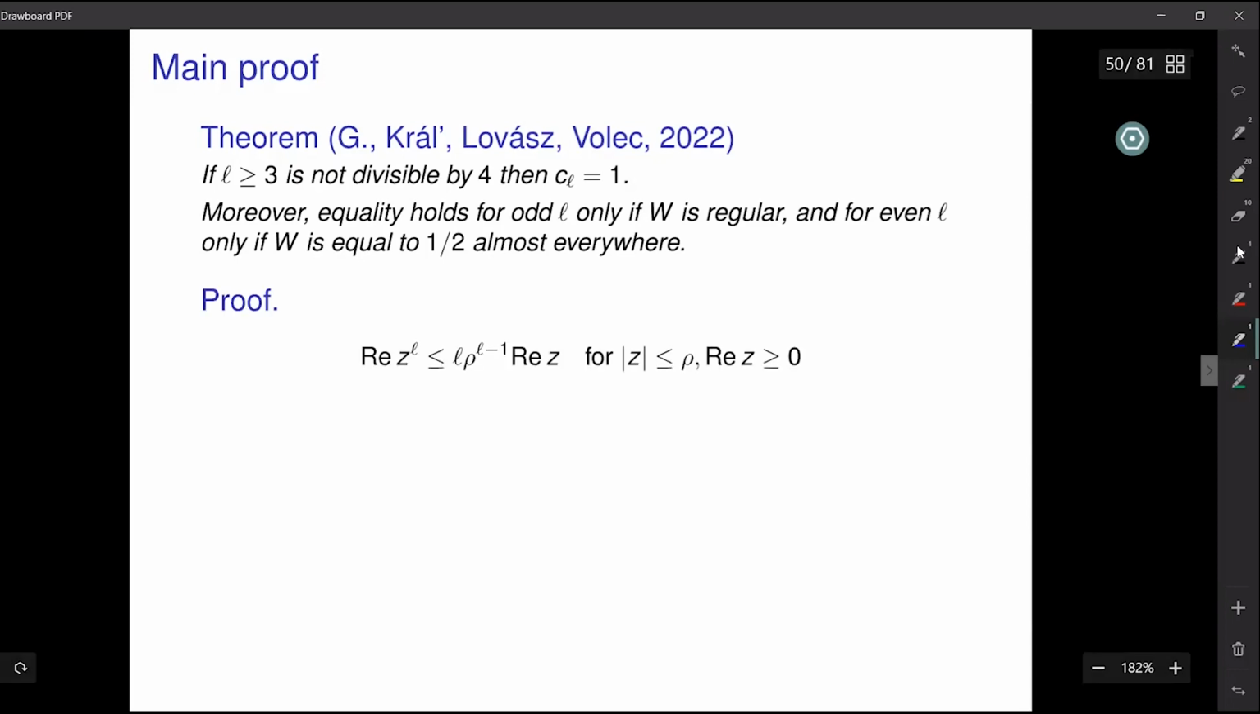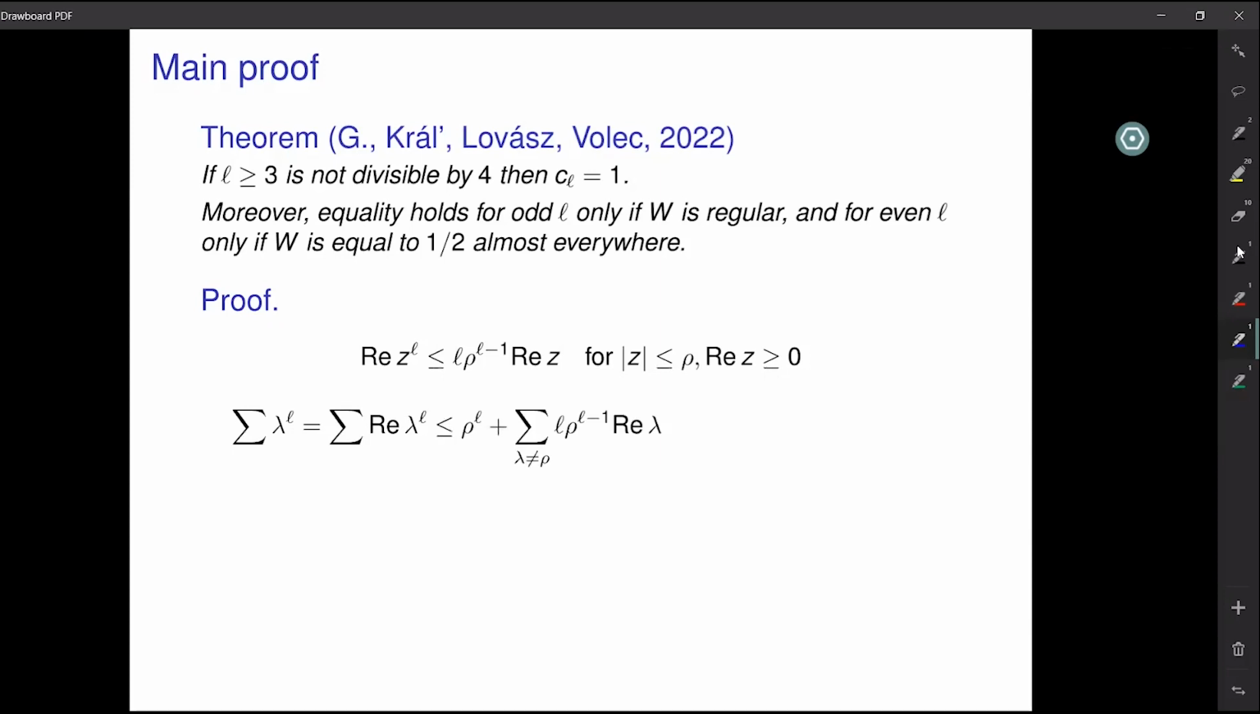Okay, and how to prove it? Firstly, you can prove an easy bound for complex numbers. If the modulus of your complex number, which has non-negative real value, is bounded, then such an inequality holds. This is easy to prove, just by checking. With such an inequality, we want to bound the sum of L powers. The sum of L powers is exactly the same as the sum of L powers of real parts, because we proved that they come in pairs. So if you have an eigenvalue and its complex conjugate, they sum up to the same as the sum of the real parts.